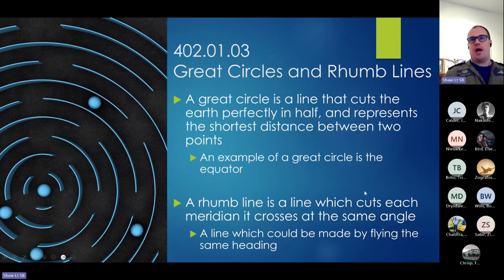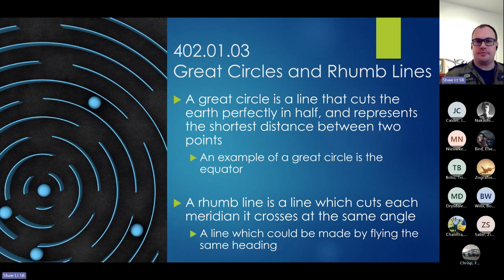Great circles and rhumb lines. So there's 2 different things that we got to know about. A great circle is a line that cuts the Earth perfectly in half and represents the shortest distance between 2 points. An example of a great circle is the equator. We know that the equator is a line that goes straight across the Earth, cuts the Earth perfectly in half, and it's the shortest distance between 2 points.